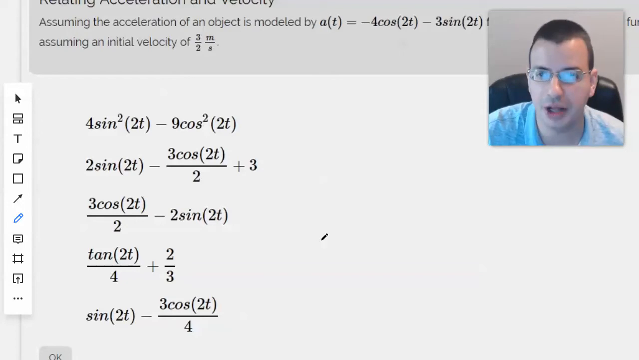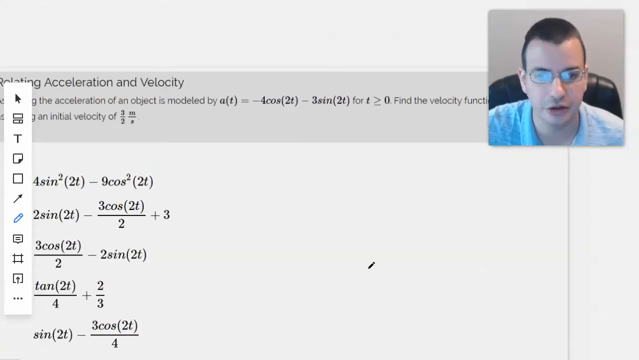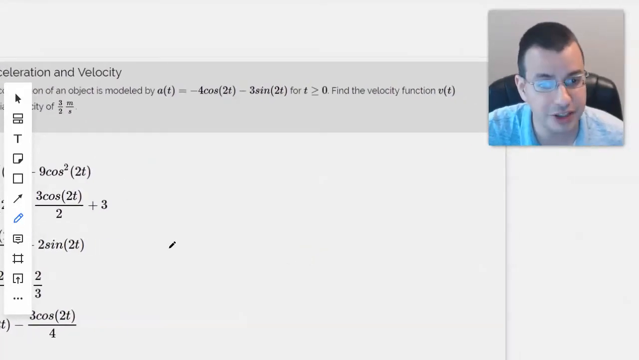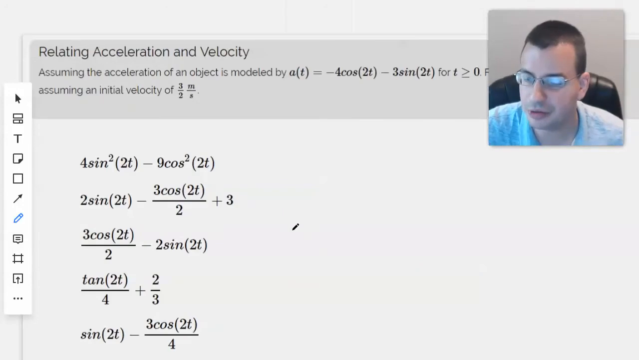Assuming the acceleration of an object is modeled by a of t equals -4 cosine of 2t minus 3 sine of 2t for t greater than or equal to 0, find the velocity function v of t, assuming an initial velocity of 3/2 meters per second.